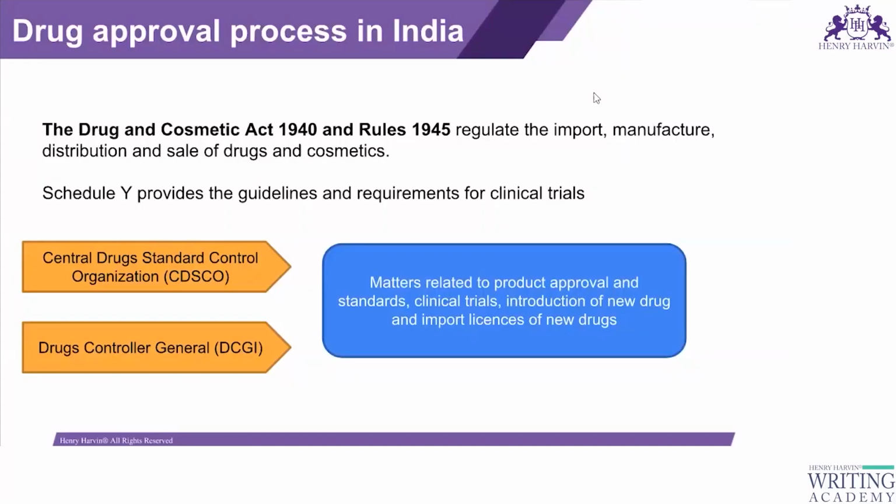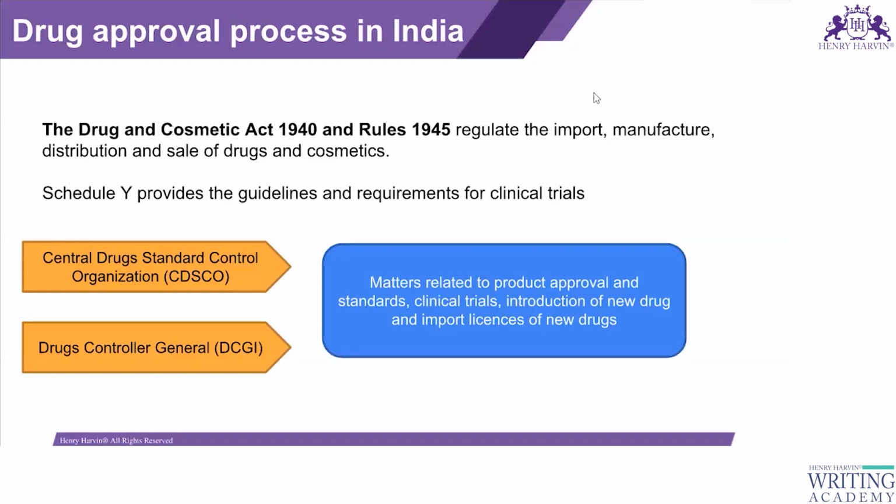So now next is the drug approval process in India. How the drug gets approved in India, that we will discuss. The Drugs and Cosmetics Act 1940 and Rules 1945 regulate the import, manufacture, distribution and sale of drugs and cosmetics. Schedule Y provides the guidelines and requirements for clinical trials, that is for CDSCO. They provide the guidelines, and only by following those guidelines does the drug enter into the market.